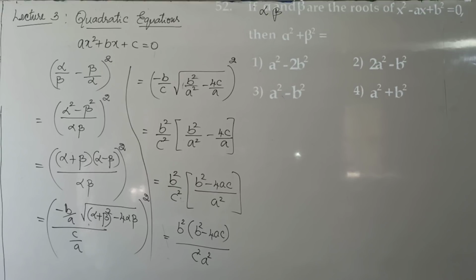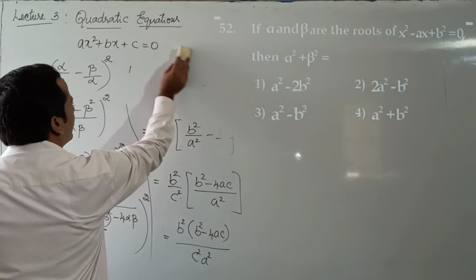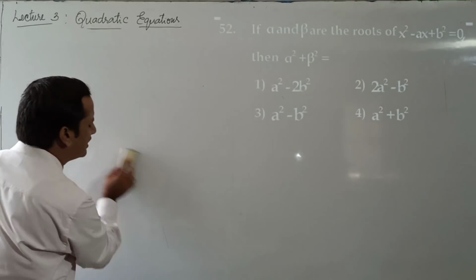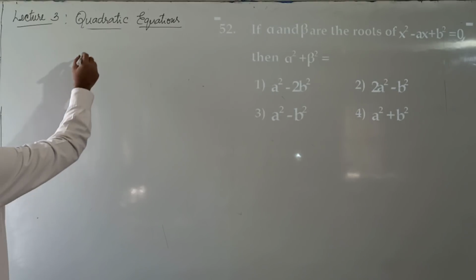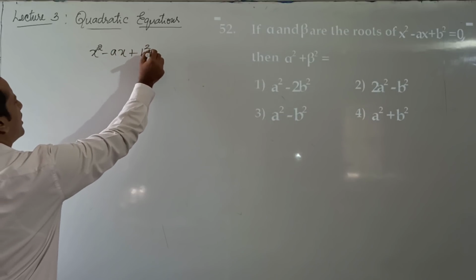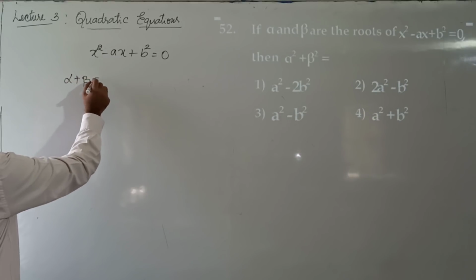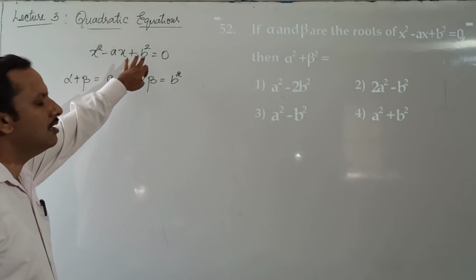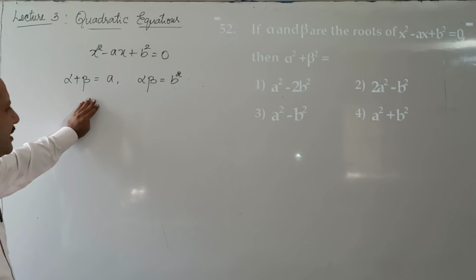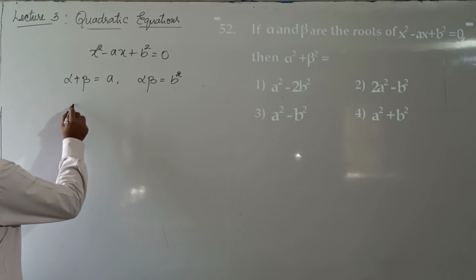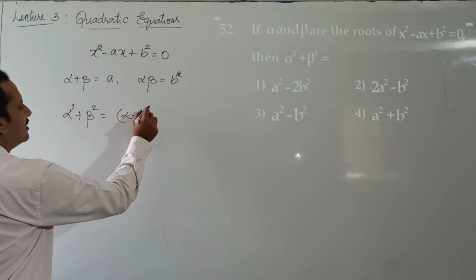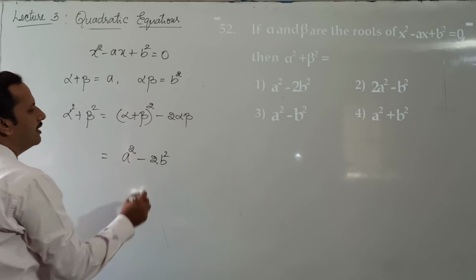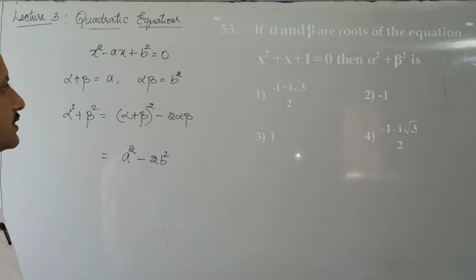Then look at question number 52. If alpha and beta are the roots of x square minus ax plus b square is equal to 0, then what is alpha square plus beta square they are asking. The equation is x square minus ax plus b square equal to 0. Sum of the roots is minus b by a, here it is a. Product of the roots is c by a, which is b square. So alpha plus beta is equal to a, alpha beta is equal to b square. We are asked to find alpha square plus beta square, that can be written as alpha plus beta whole square minus 2 alpha beta. Alpha plus beta is a, minus 2 into alpha beta, b square. Answer is a square minus 2b square, which is the first option.